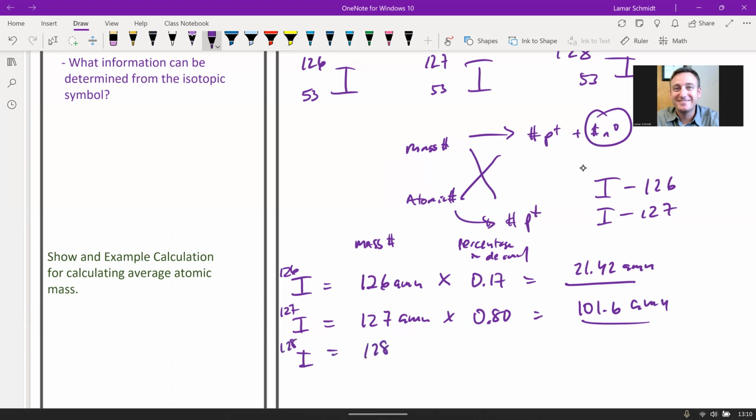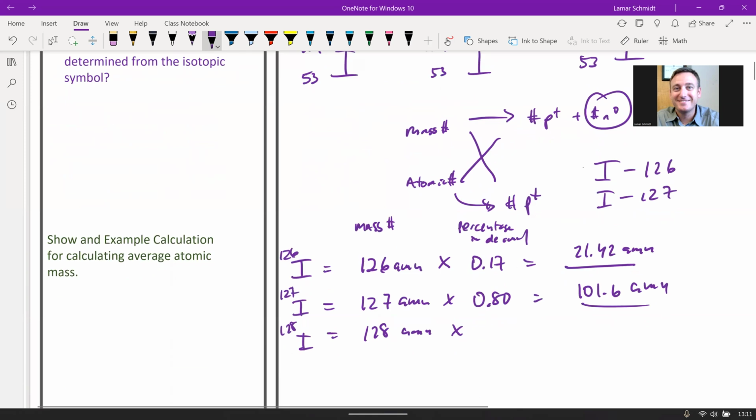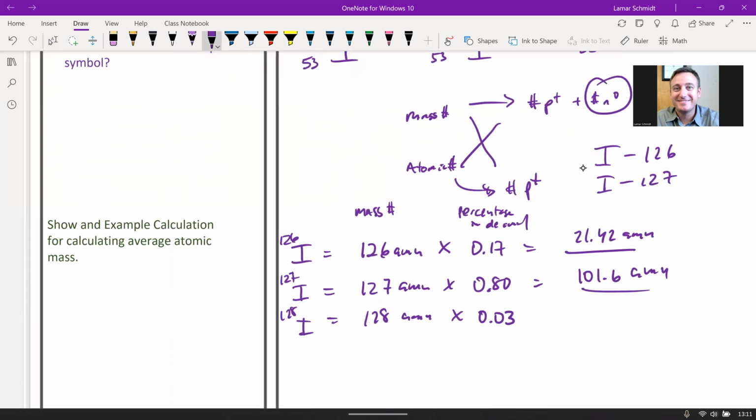And so 128 AMU times, what is 3%? You understand where I'm getting 3%? It says it right there. 3% expressed as a decimal is what? 0.03. And that becomes what? 3.84. So you see how this 3% gives you a very small number, right? Is that isotope 128 contributing a lot to the overall mass? No, because there's not very much of it, right? There's only 3% is 128.